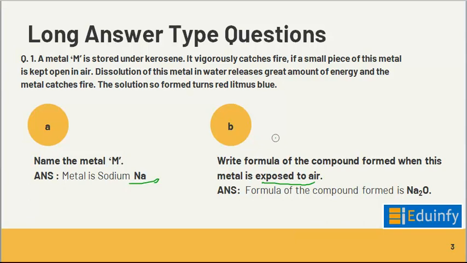forms sodium oxide. When the sodium metal reacts with oxygen, it forms sodium oxide. And balancing this equation, 2 on this side and 4 on the left side. So now this is a balanced equation.